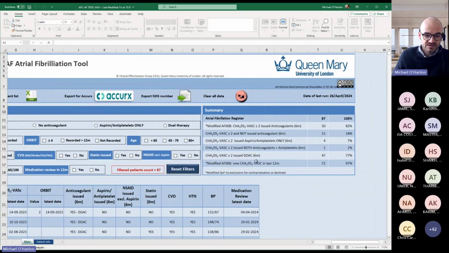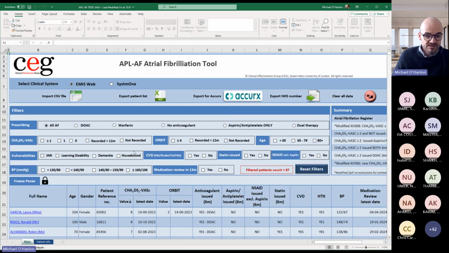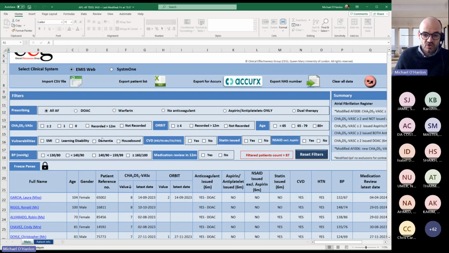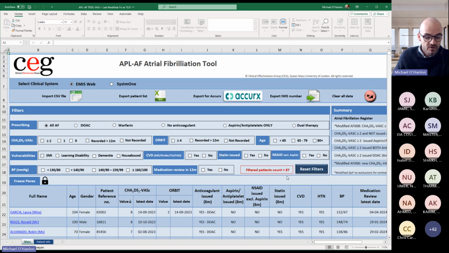There's a nice handy summary box over on the side here, which gives an idea of the size of your register and a breakdown of some important metrics for people on that register. So how many have a CHA2DS2-VASc of greater than or equal to 2, for example, and are not on an anticoagulant. Now, we've got the filters up at the top here, which we can use to filter down that list, because at the moment we have 87 patients on here, and we might want to focus on a specific set of metrics to work on that day for a particular recall, for example. And it might depend on who's actually using the tool that day for what specifically they want to do.